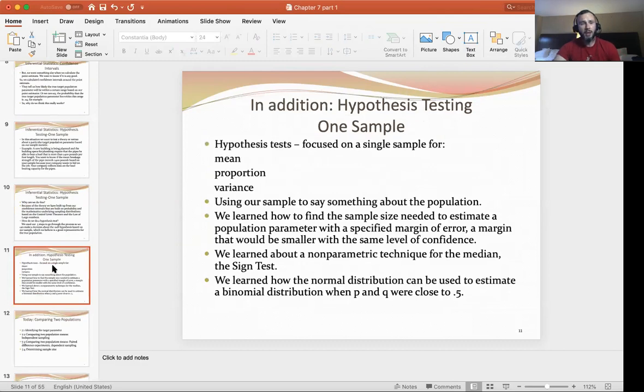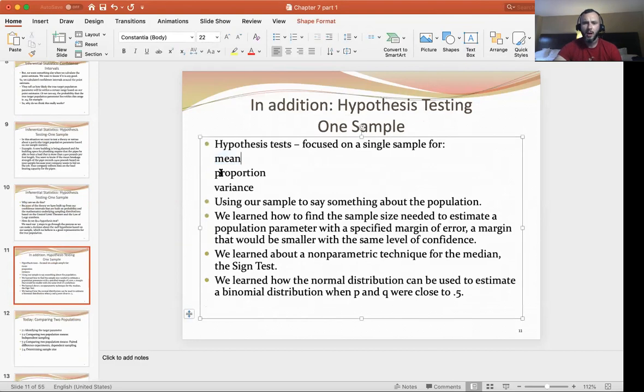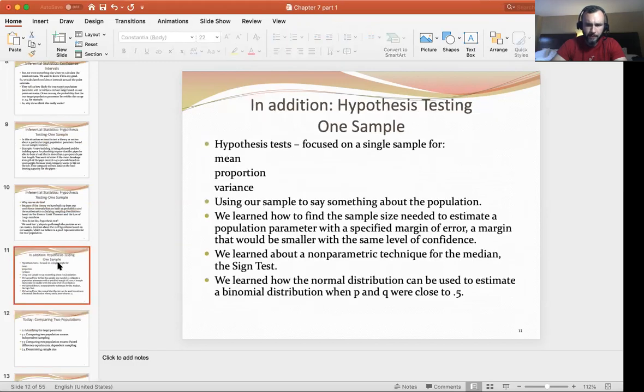And we have done these hypothesis tests for different parameters. We've done them for means, we've done them for variances, and I believe we've also done one sample proportions. Pretty sure we have. And we're now going to be learning to do that with comparing two of them: two means, two proportions, two variances.